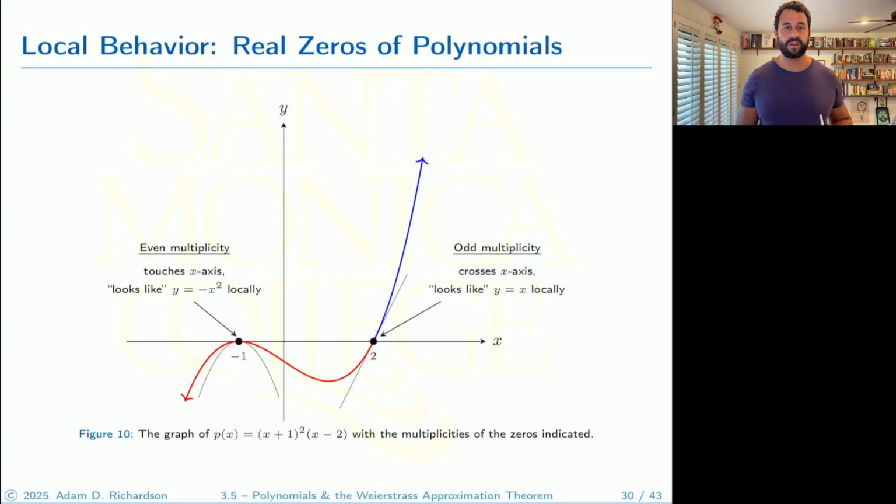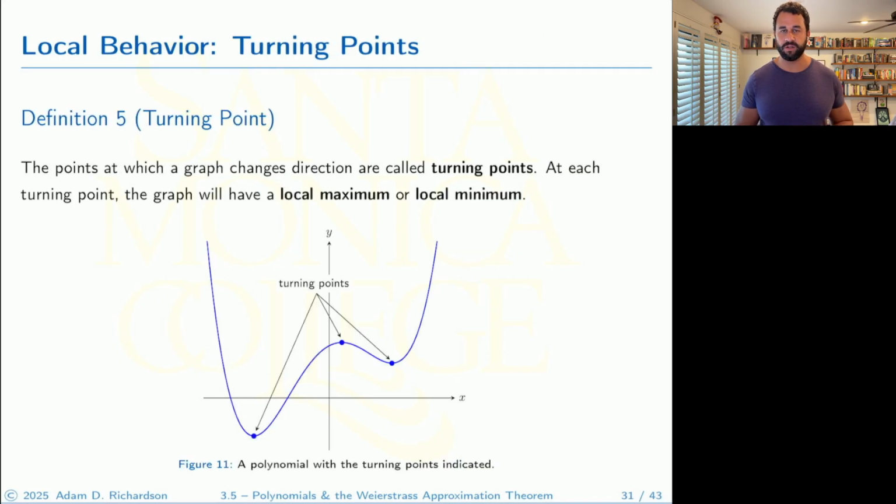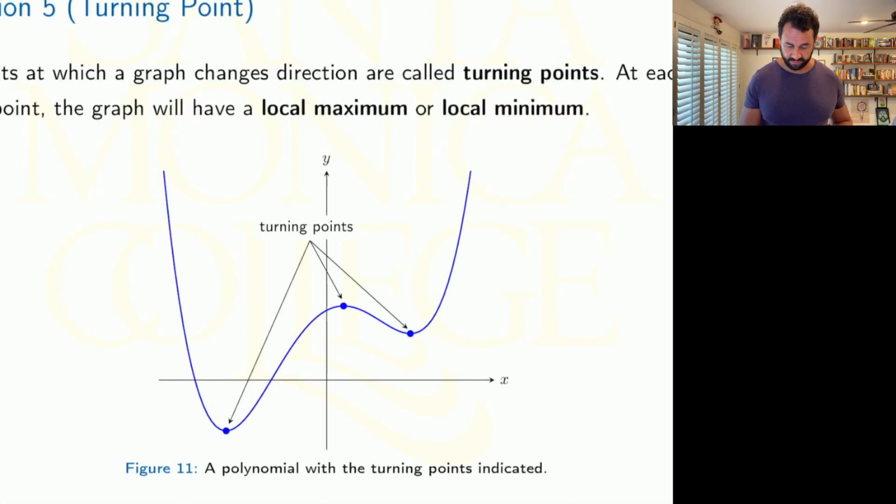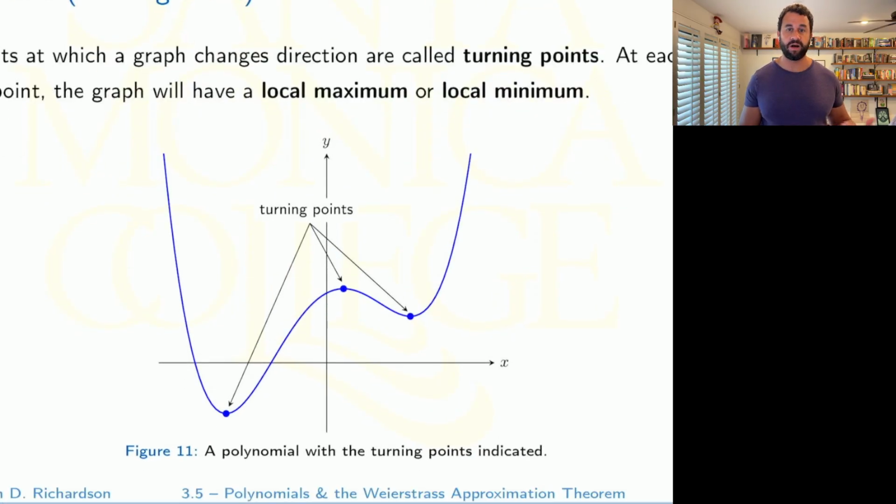Now, let's talk about another characteristic of local behavior, something called turning points. The points at which a graph changes direction, those are called turning points. And at each turning point, the graph will have a local maximum or a local minimum, right? So here's an example of a bunch of turning points. This is a polynomial. You've got a turning point here, a turning point here, and a turning point here. And those are actually where the local mins and maxes are. That's what's happening at those turning points.